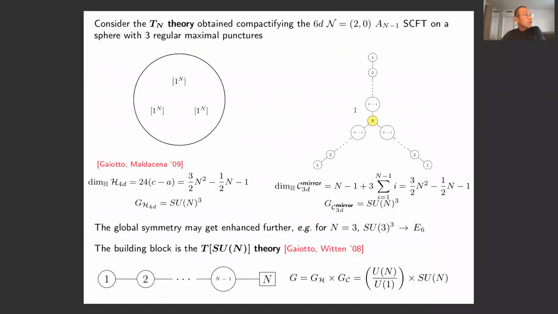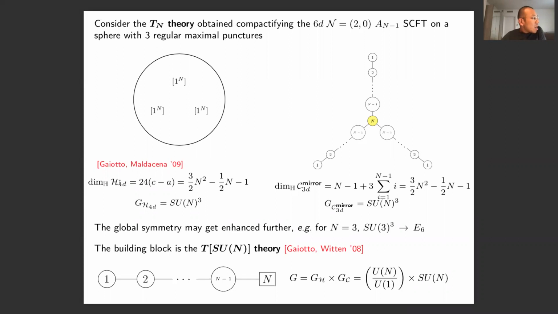Okay, so this is an example of the type of theory that I mentioned. Let's suppose that you have the well-known T_N theory. You can get this from compactifying the 6D (2,0) theory of type A_{N-1} on a sphere with 3 maximal punctures. So this is the picture of the 4D theory. Once you compactify on a circle to 3D and use mirror symmetry, this turns out to be the Lagrangian description that I mentioned of the 3D mirror.